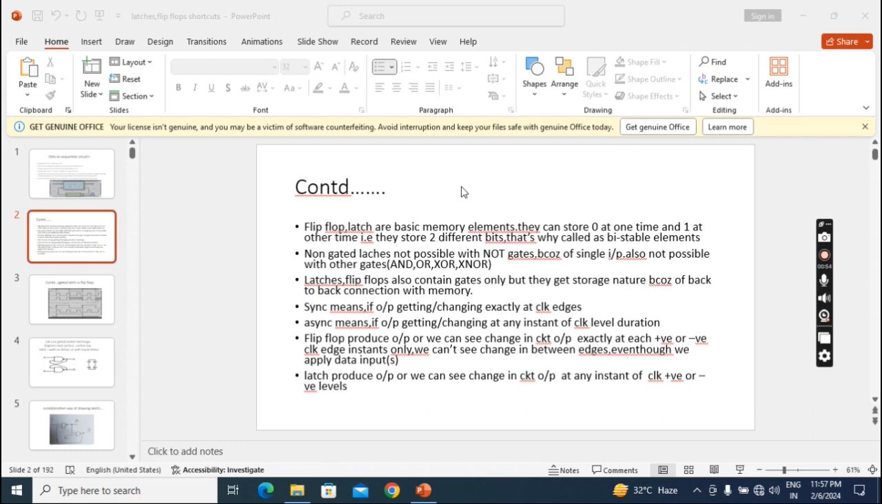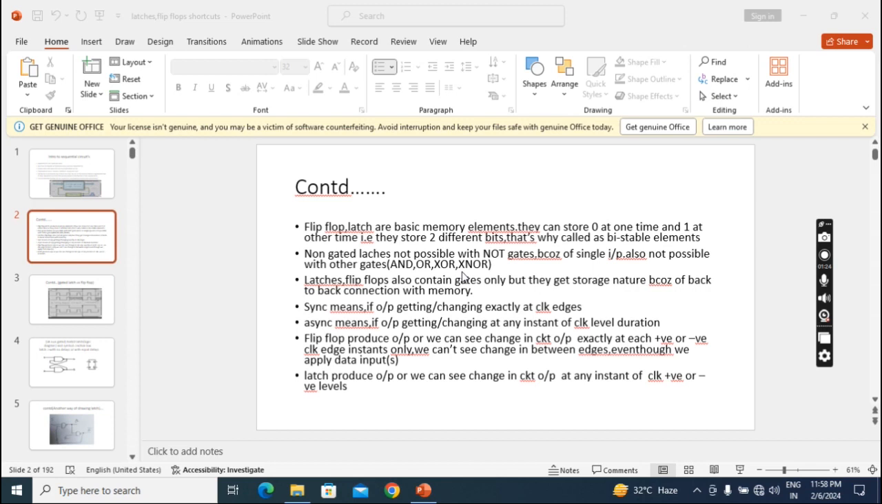Okay, these latches and flip-flops both contain gates only, like combinational circuits, but because of the feedback nature we are getting memory nature. Okay, so synchronous sequential circuit means we can see the change in output, or we will get the output, only at particular clock edges, either positive or negative. Asynchronous sequential circuit means we can see the change in output, or we can get the output, at any instant of the clock level. Okay, that is the meaning.